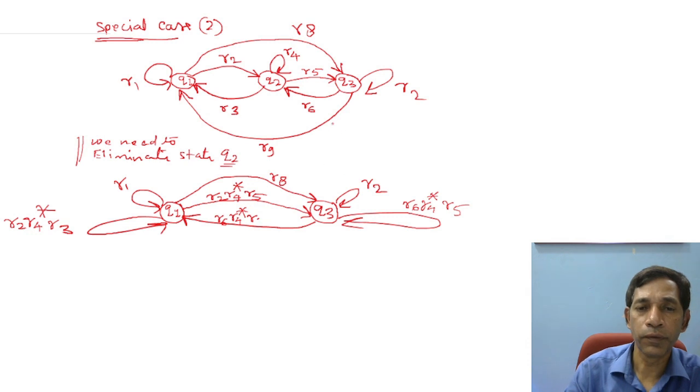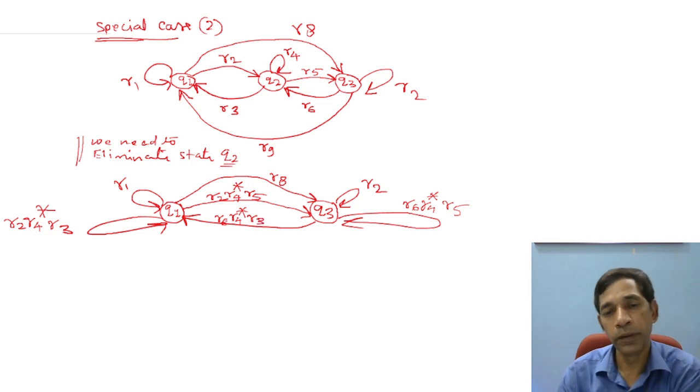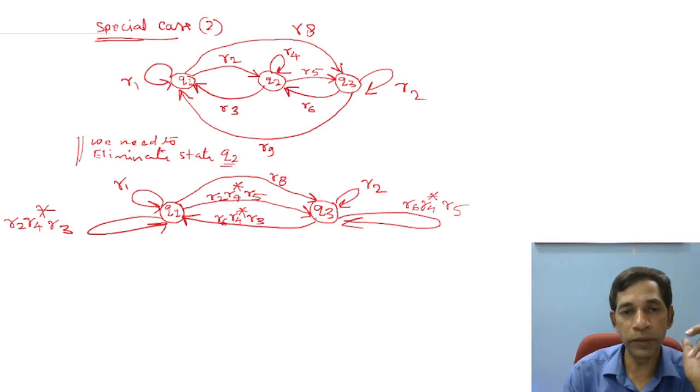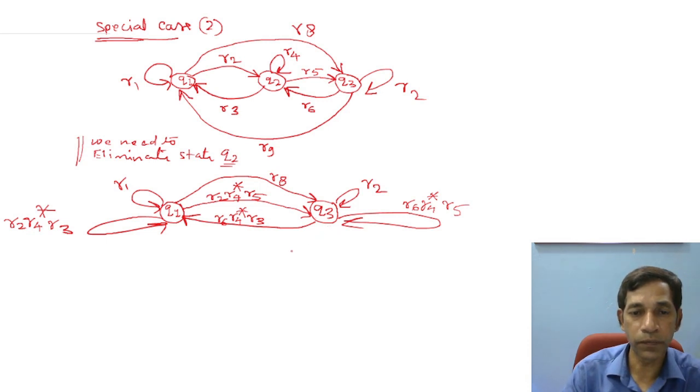So you are at Q3, and from Q3 you are going to the state Q2 for R6. From Q2 you have the regular expression R4 and you have the loop, so R4 Kleene star. Then from Q2 you have the outgoing edge which goes to Q1 for the regular expression R3. So you have to write R3 here. And also you have the direct edge from Q3 to Q1. What is the regular expression for this? The regular expression for this is R9. This is done.